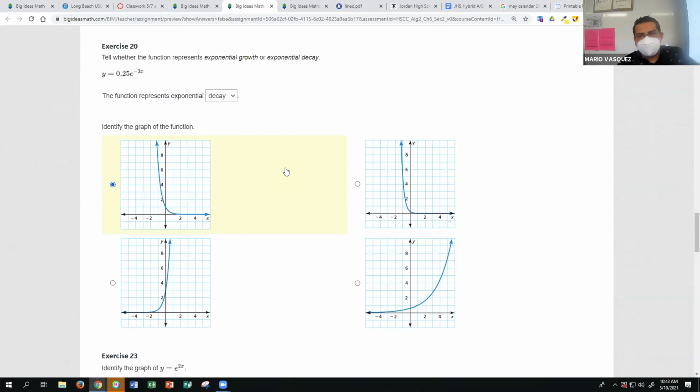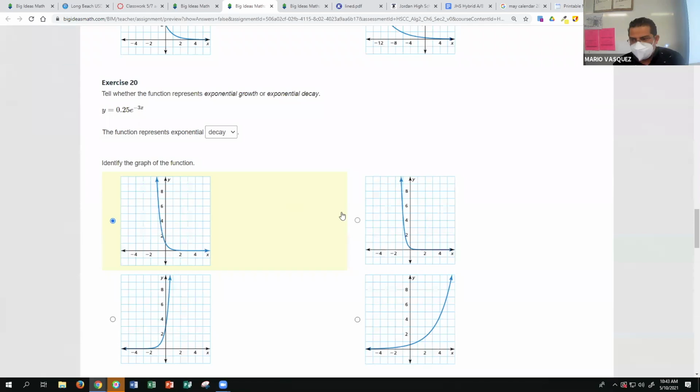Yeah, we got distracted, you guys. Yeah, so it's decay, but we don't know whether it's this one or that one. You guys get to pick. I'm not going to do it for you.